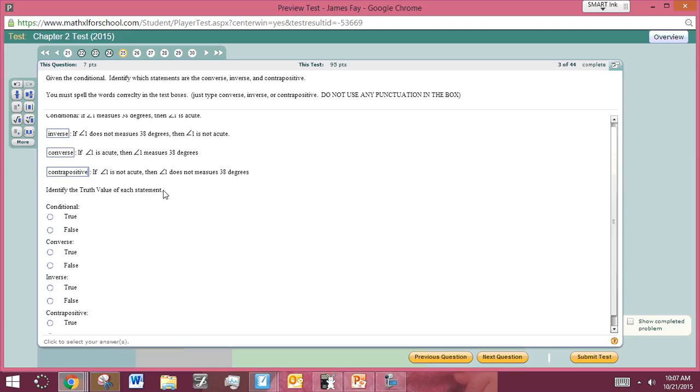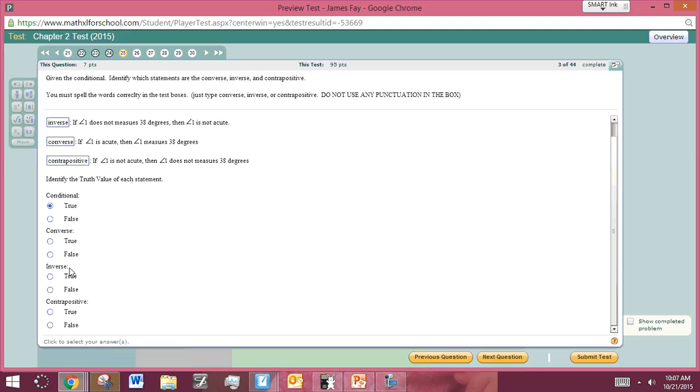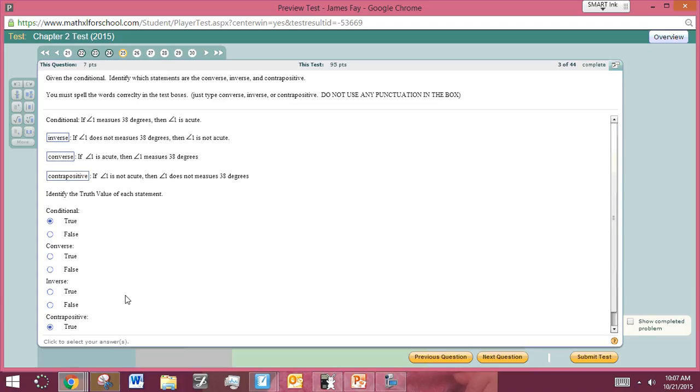And number one, is the conditional true? If angle 1 measures 38 degrees, then it's acute. Yeah, that's true. So the conditional is true. I automatically know the contrapositive is true. So just get that done.